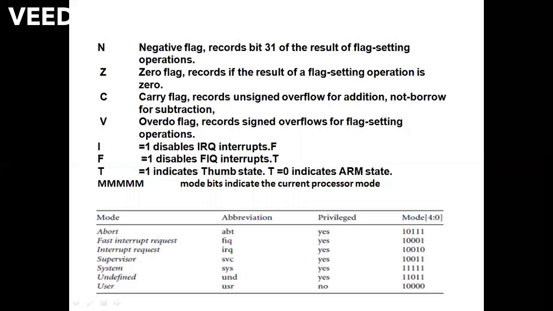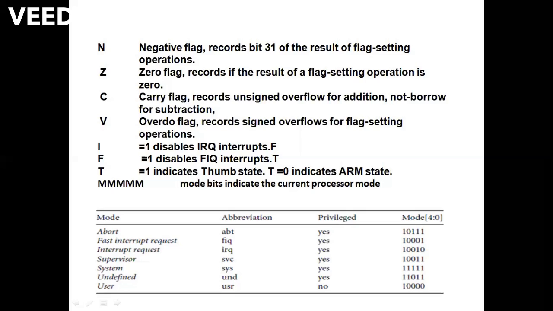Now what is the leftover mode? Can anyone of you tell me, please go through the screen, what is the mode to be discussed now? I talked about different modes. What is the leftover mode to be taken up? Abort mode.